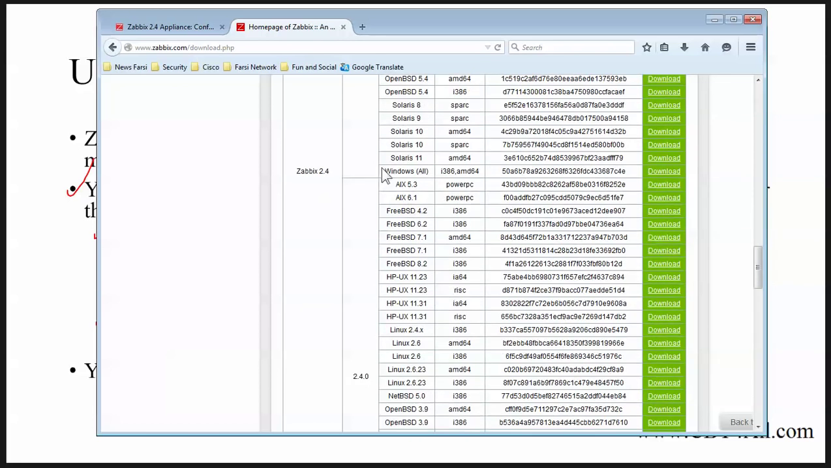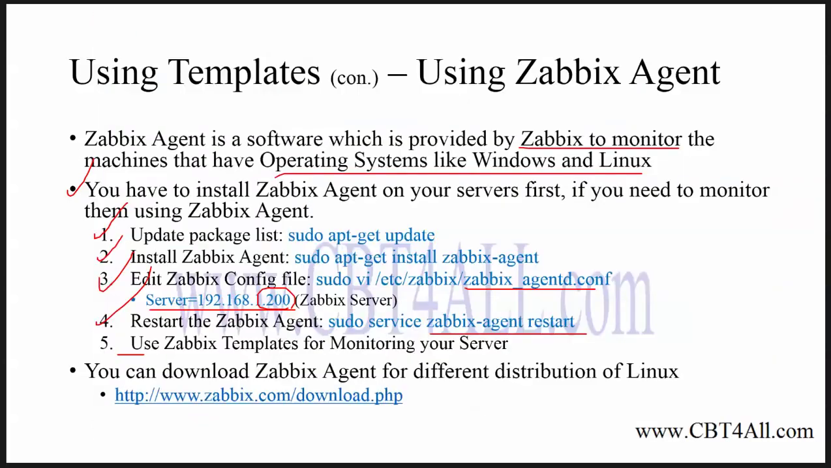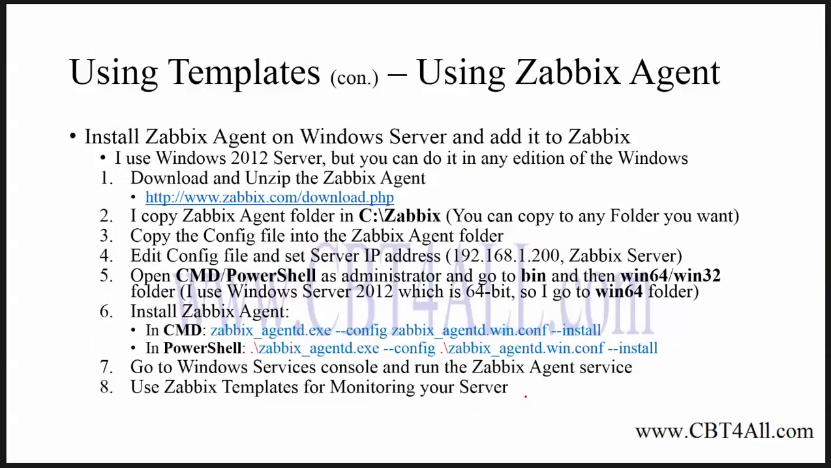The last one is Windows, and in this next slide I want to use this pre-compiled Zabbix agent for my Windows. It means I want to install Zabbix agent on Windows Server. In this video I'm using Windows Server 2012, but you can use any other Windows. The first step is download and unzip the Zabbix agent.